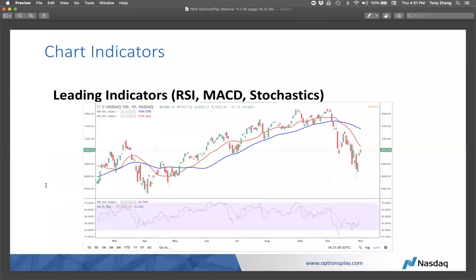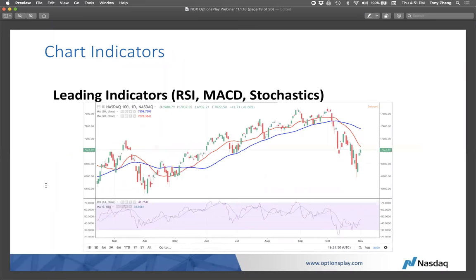And lastly, what I want to cover is probably the most popular trading strategy, which is using leading indicators like RSI, MACD, or stochastics. If you use any of these indicators, please type them into the chat window. Whether you use RSI or MACD or Williams percent R, type them into the chat window because I'm curious as to what type of indicators people use.